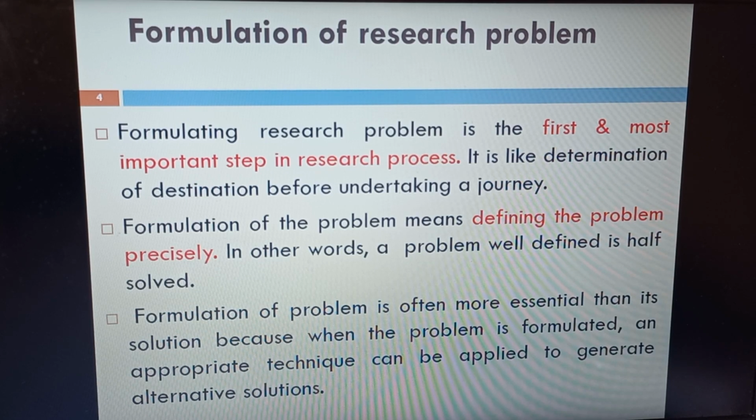And as you know, formulating a research problem is the first and most important step in the research process. It is like determination of destination before undertaking a journey. This concept is related with planning. As you know, if you don't know where to go, then every road can take you there.